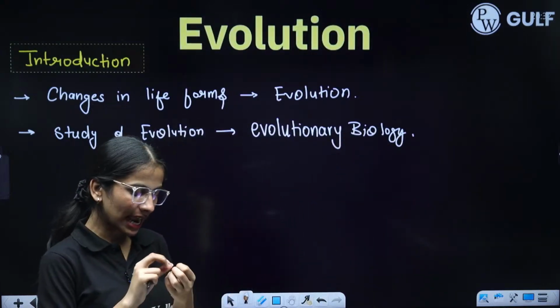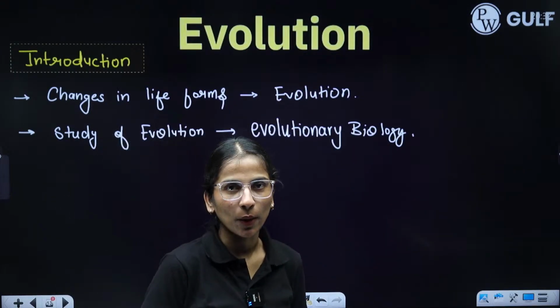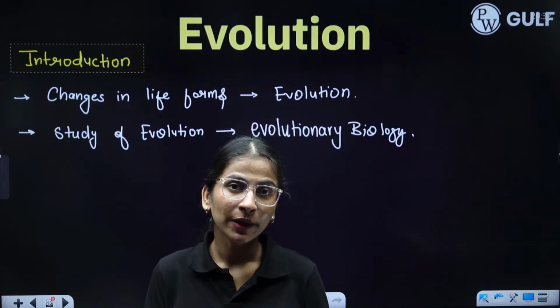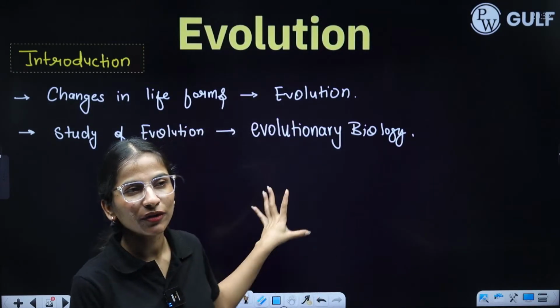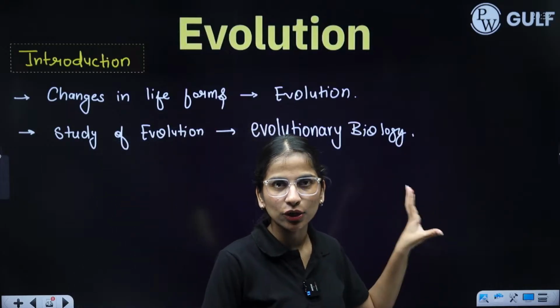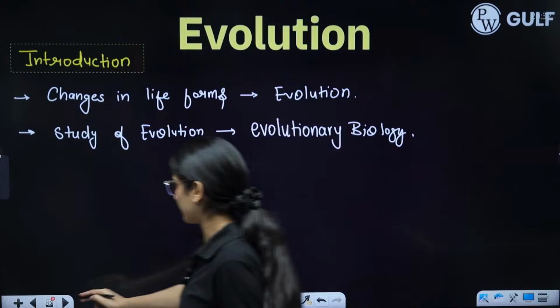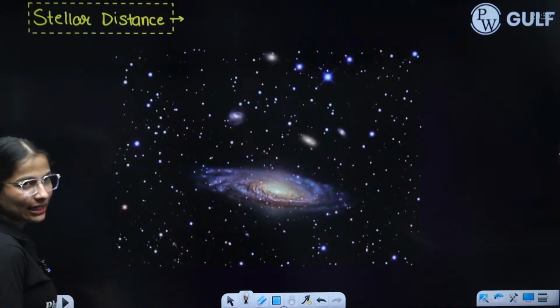So what exactly is evolution? Changes in life form. From the simple cell we were formed, that is evolution. And right now we are doing the study of evolution, which is termed evolutionary biology. Simple. Now let's understand what exactly happens.